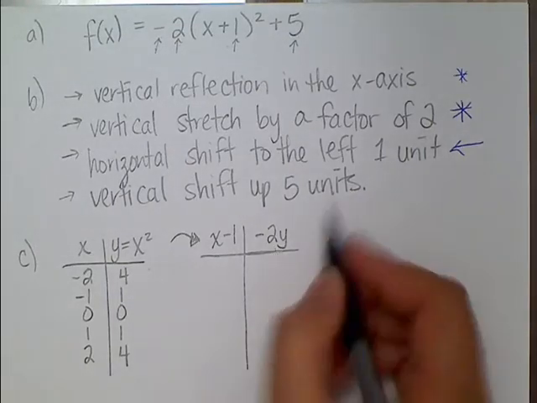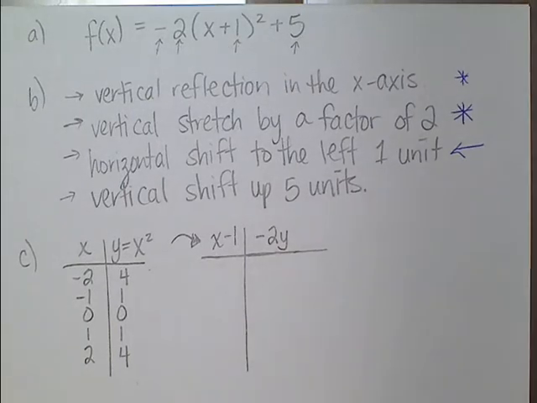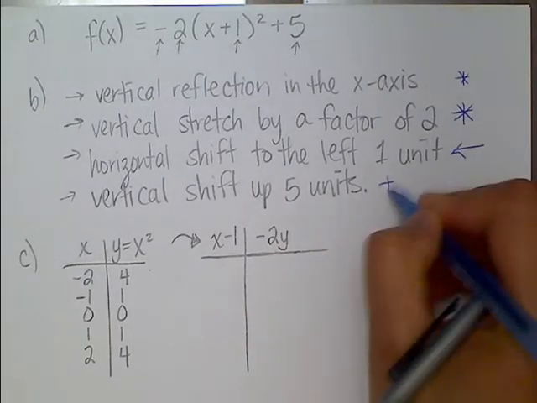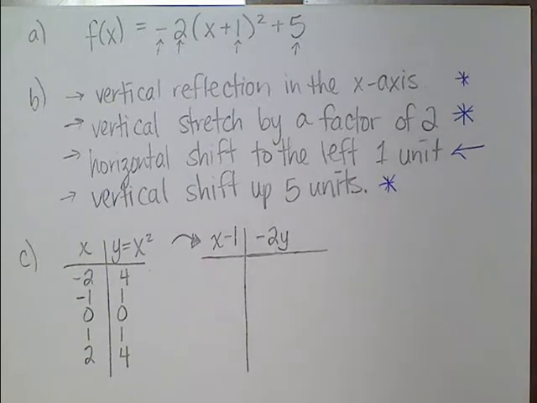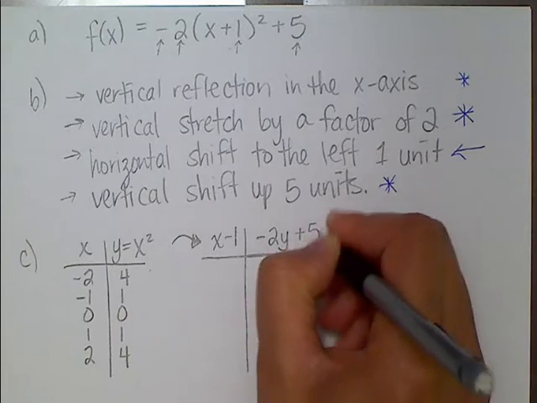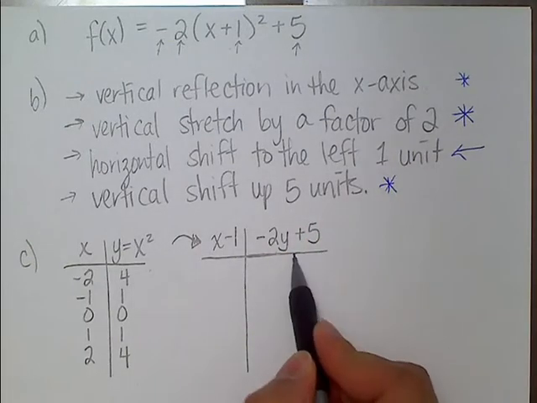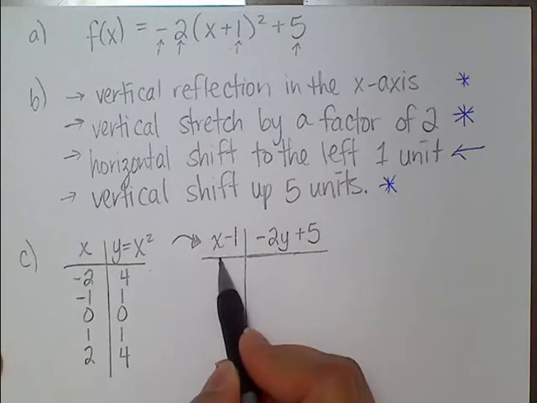Remember, these are all vertical transformations. That's why they're affecting the y value. Finally, we're going to shift the entire graph up 5 units. So that's the last vertical transformation that we have, a shift up 5 units. So we're going to take the entire graph after all the transformations that have been applied to it and then move it up 5 units. If you're moving something up, then you're increasing its value by that amount. Here's the mapping formula for the y values.